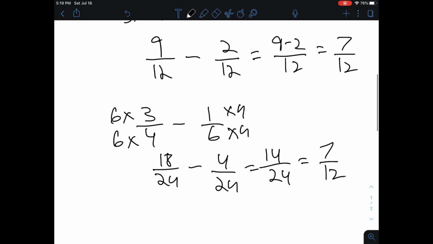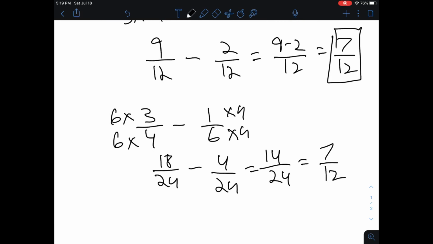So as you could see, they're both the same answer, but finding the lowest common denominator saves us a step so we don't have to simplify the fraction here.